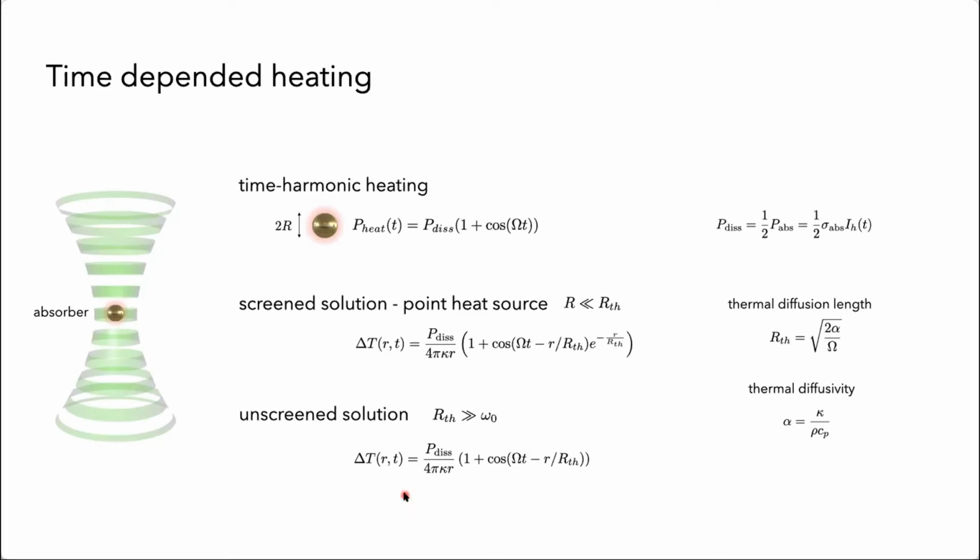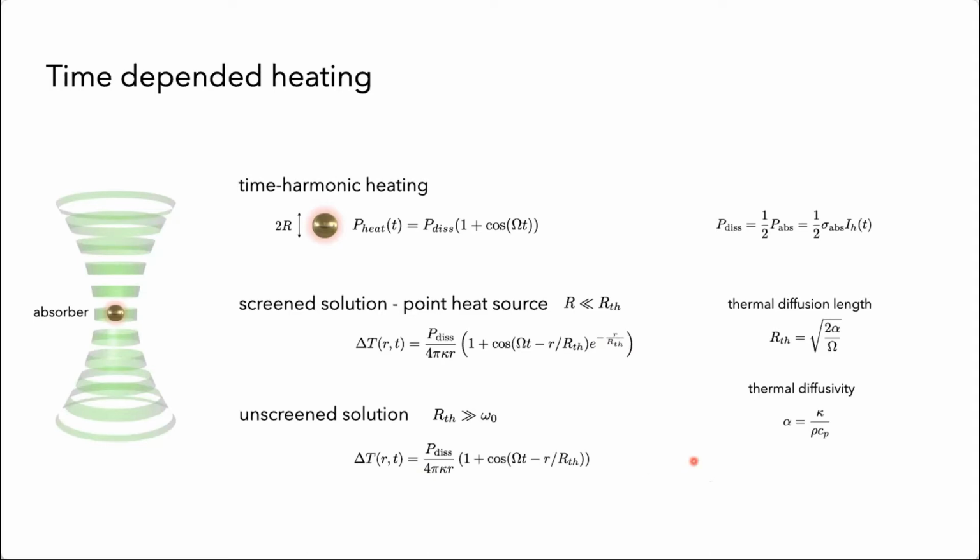You can also assume a temperature rise in space, which is given by that without the exponential term, because then the distance r is much smaller than the thermal diffusion length, and you can just set that to 1. So those are the differences which appear.